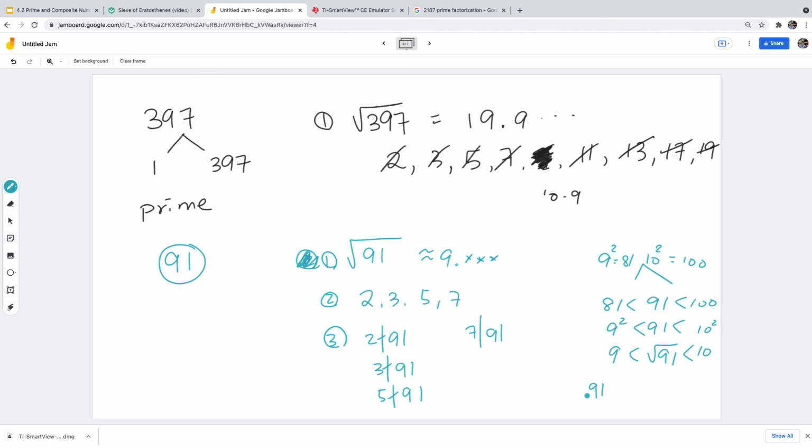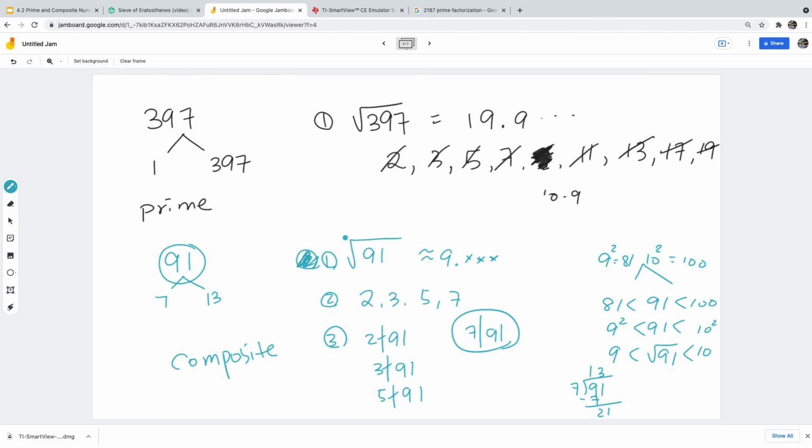91 divided by 7. 7 times 1 is 7. Subtract, you get 21. 3 times 7 is 21, remainder 0. So yes, it is divisible by 7. So we can say that 91 is 7 times 13. So 91's factors are not only 1 and 91, but there are also 7 and 13, right? So it is a composite number.